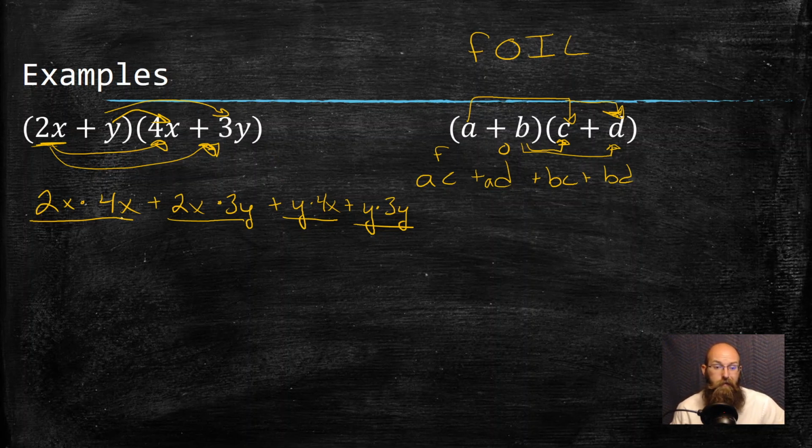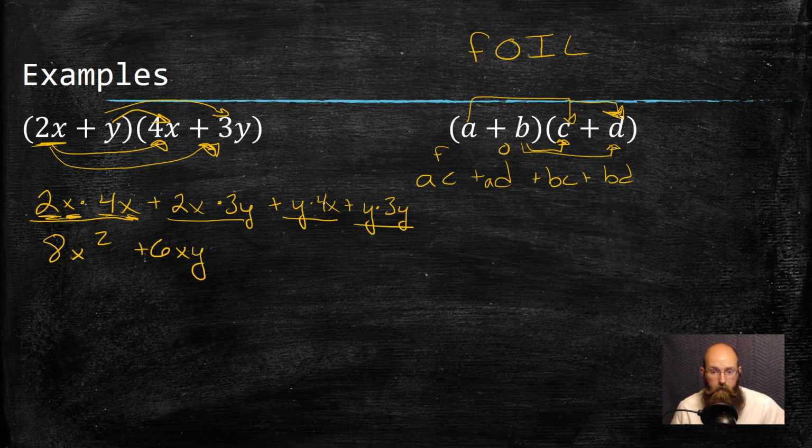Now I just need to clean all this stuff up. 2x times 4x, I can multiply my numbers, and I get an 8. And then an x times an x, just like our last one, we know that that gets us x squared. My next chunk, I have 2 numbers that are being multiplied, so that just gets me a 6. And then an x times a y. I can't do anything with that. I can't combine them in any way, so I just put them next to each other. I like to put them alphabetical, but that's up to you.